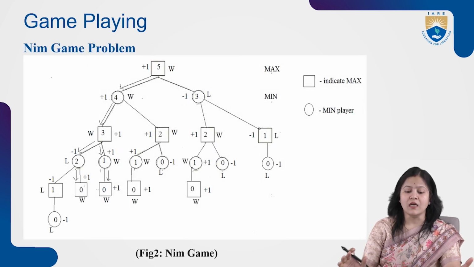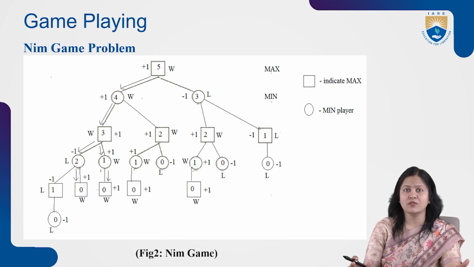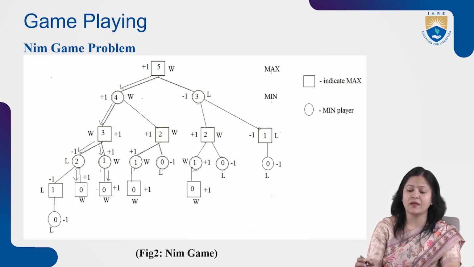Now you can see the Nim game tree here with the solution given. Let me tell you about this tree. It looks like the previous game tree, with two players, one Max player and another Min player. Both players play alternately against each other. If the Max player starts the game, then the Min player will be next, then Max, and so on: this layer Max, the next layer Min, then Max again, and the last layer Min.